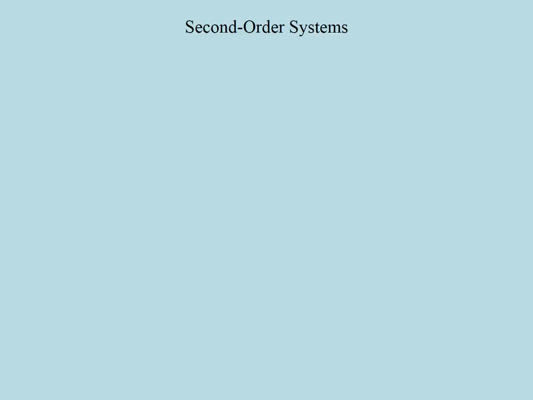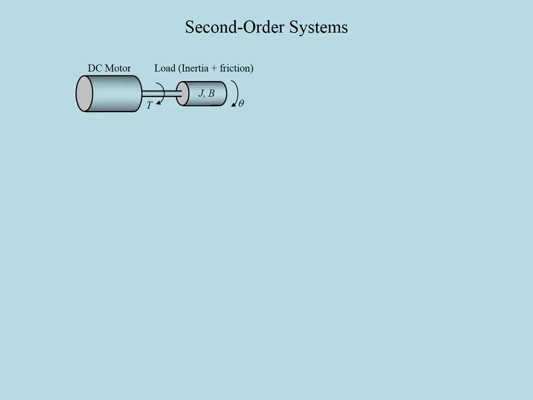Let us base our discussion on the operation of a DC motor. If you apply a current to the windings of a DC motor, it will create a torque, which we show by capital T, and this torque will rotate the load, which is assumed to be composed of rotational inertia and rotational friction. The moment of inertia and the friction coefficient are denoted by capital J and capital B respectively. The output of this system is the angular position theta.